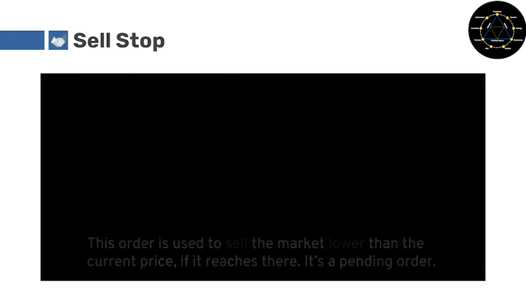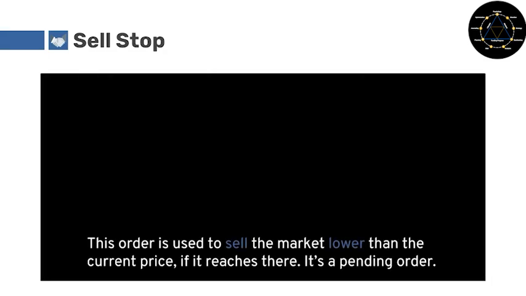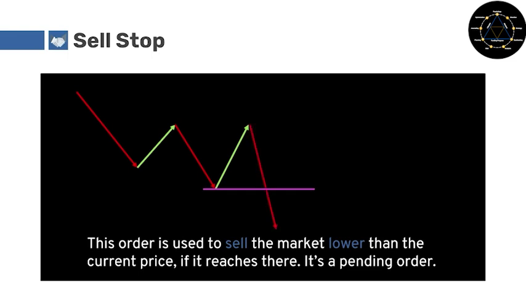Now, sell stop would be, of course, the opposite. So selling below the current price. So there's an order to sell the market lower if it reaches there, therefore a pending order. So the market's doing its thing, and you want to sell if you break down through this level again. So therefore, if the market does this, and you're correct, you'll automatically be entered into that trade on the sell stop as the market makes its way down. So that's our various types of orders.